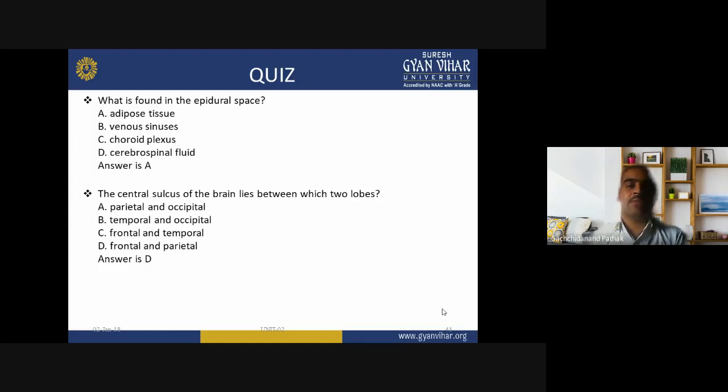What is found in the epidural space? Epidural space में क्या पाया जाता है? It is adipose tissue, venous tissue, choroid plexus, cerebrospinal fluids. So it is the adipose tissue. Answer A is correct.